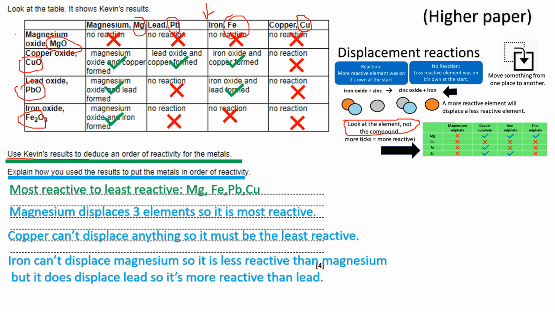How am I going to explain this? So I might say something like, iron can't displace magnesium, so it's less reactive than magnesium, but it does displace lead, so it's more reactive than the lead. So can you see how I've tried to explain where that information has got me? So I know magnesium's more reactive, yes, because it's got more ticks, but what do those ticks mean? It means it's displaced more elements than any of the others. So you need to be a bit more specific, especially on a higher paper. You can see I've had to write quite a lot in order to get the marks there.